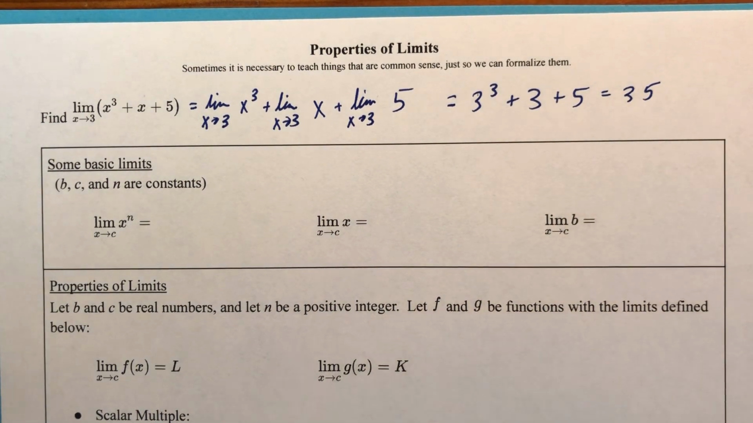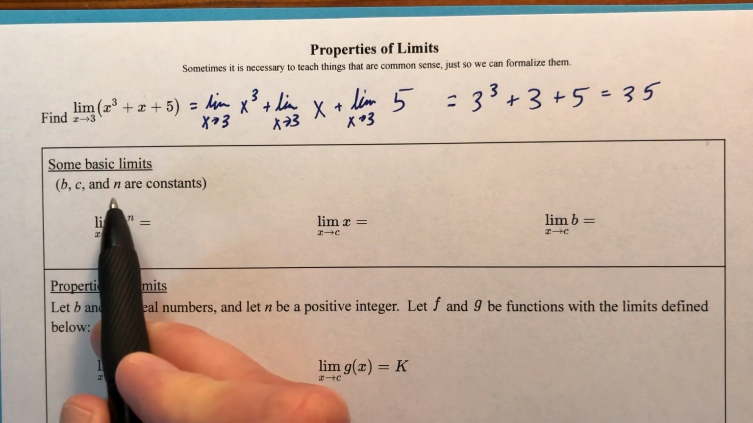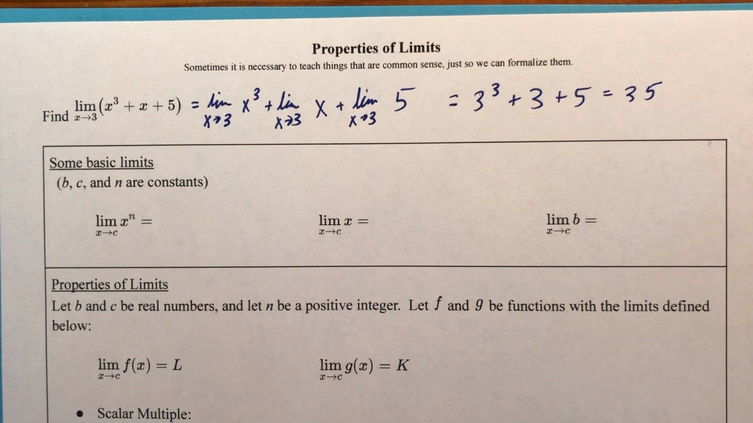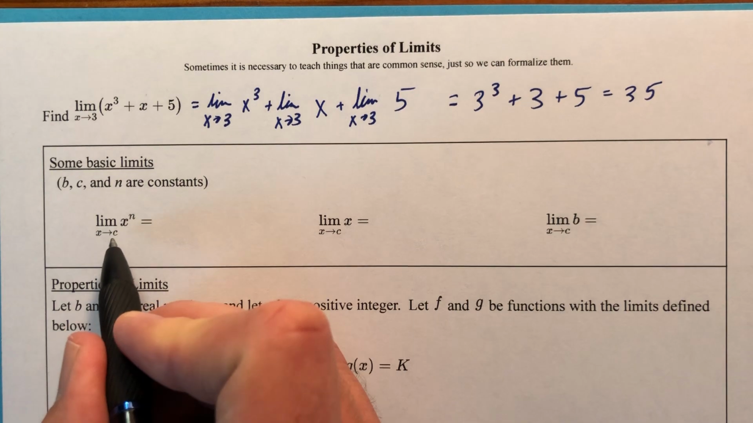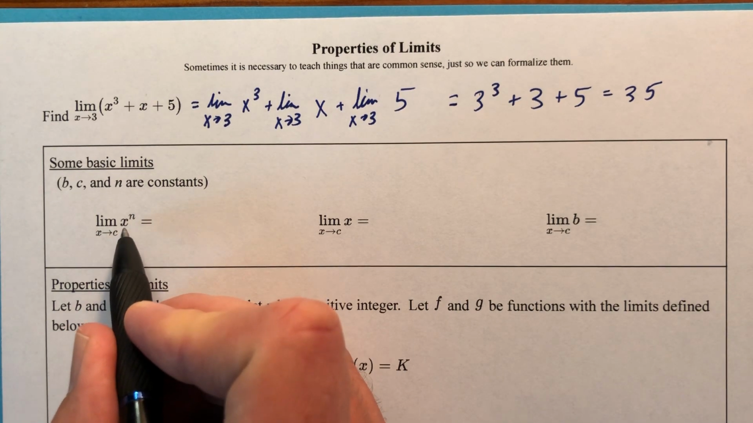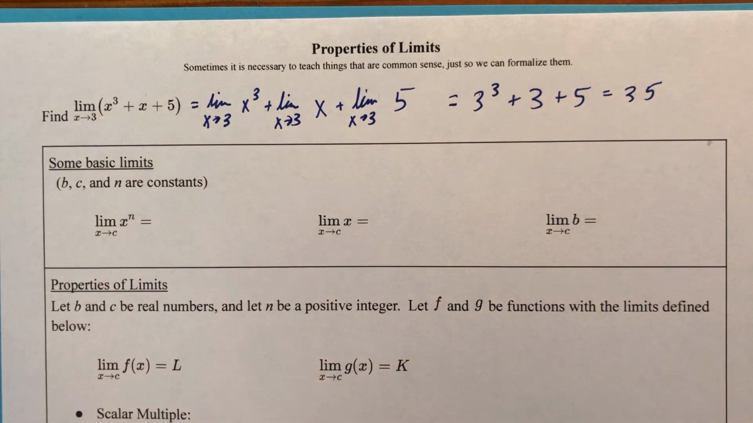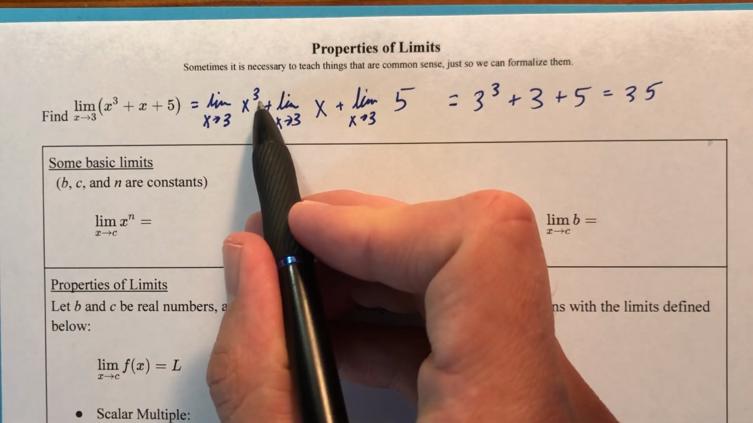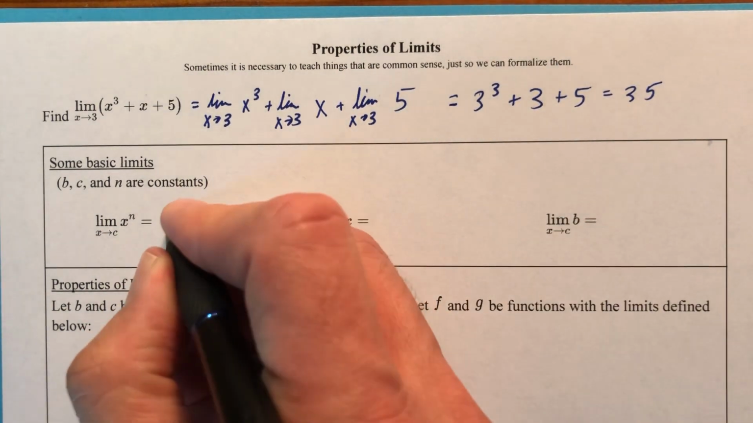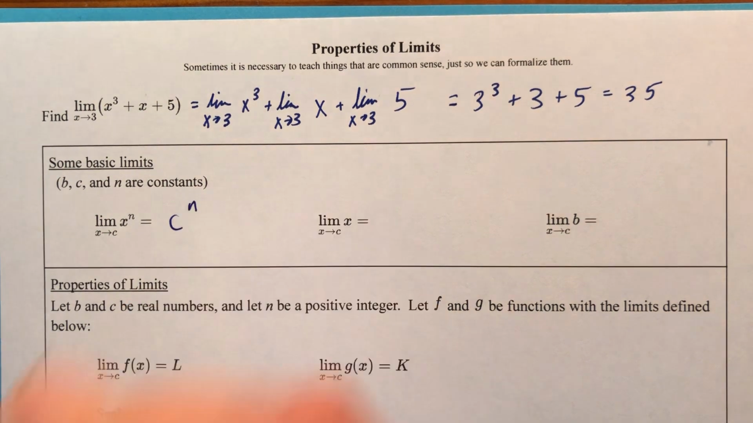So we just talked about the properties of limits on a very basic scale using just a little bit of stuff that was kind of common sense, and we're going to expound on that idea some. So some basic limits. b, c, and n are all constants, and if I approach c, the limit as x approaches c for x to some n, some constant value, just like we did here when we had x to the third, just plug the number straight in. So I'm going to have c to the n power. I would just plug that in, okay?